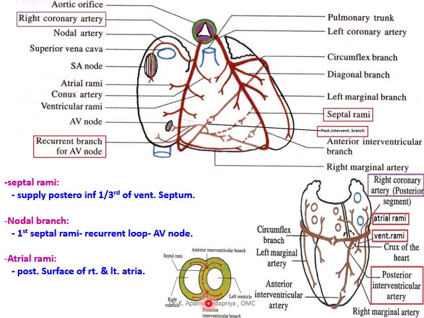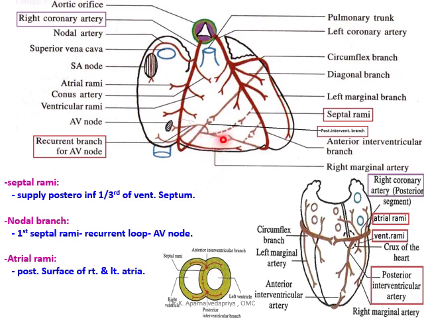So here you can see this is the posterior interventricular branch, which is supplying the diaphragmatic surface of both right and left ventricles. And at the posterior interventricular groove, it gives a branch which passes through the interventricular septum, which is called a septal branch, which is supplying the posterior 1/3 of the ventricular septum.